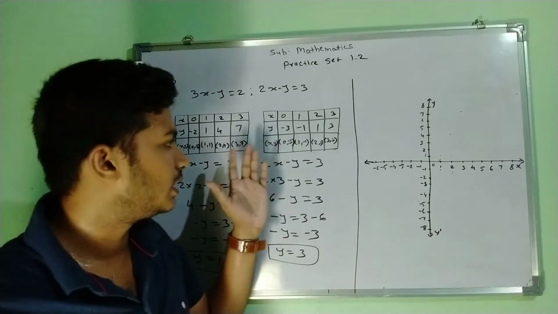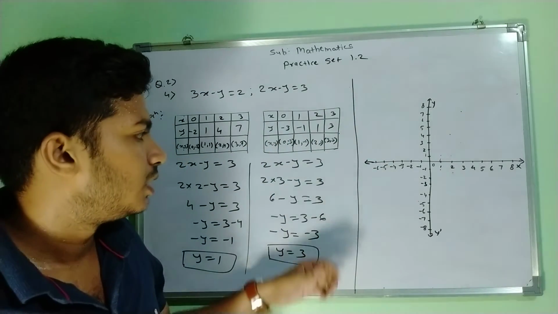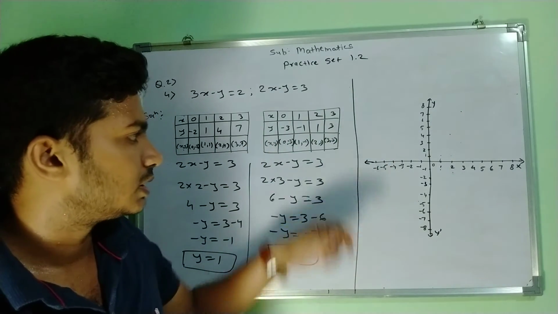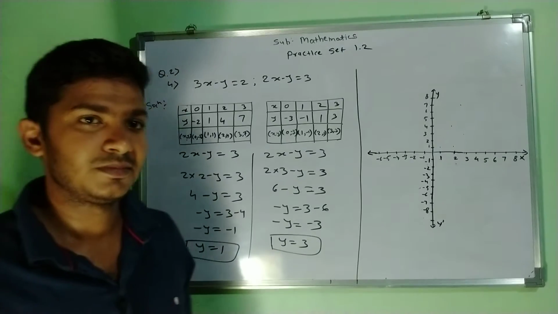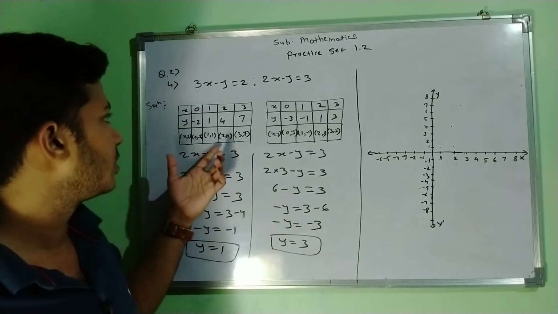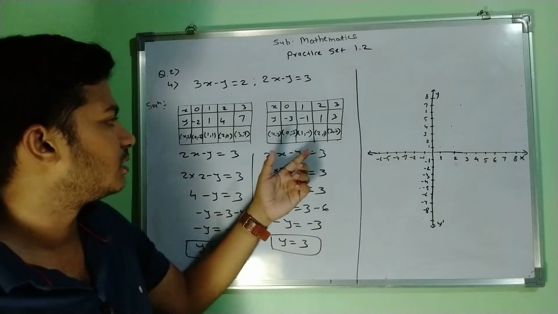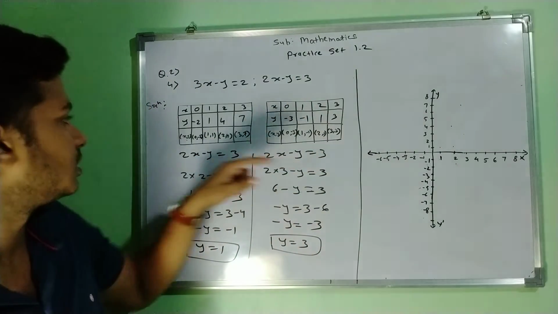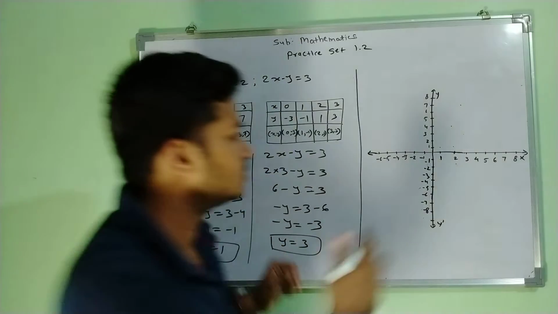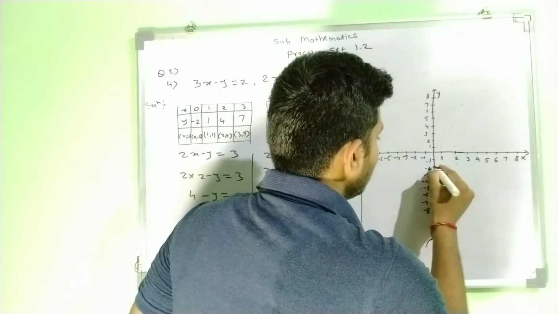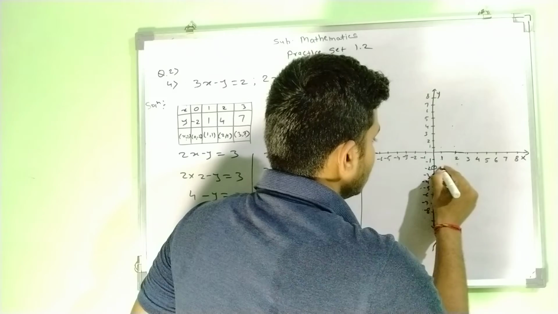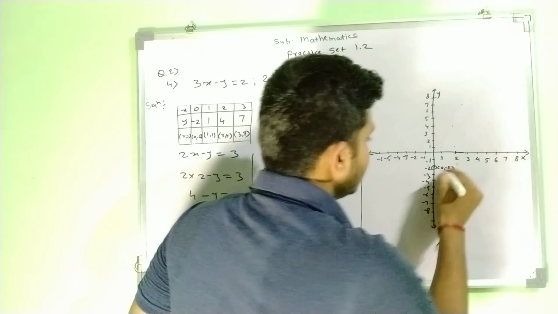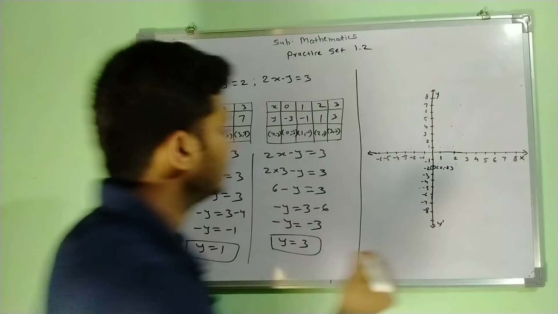Now we will plot those total 8 ordered pairs on the graph, and we will see where the two lines are intersecting. We got total 4 ordered pairs from the first equation and 4 ordered pairs from the second equation. Now we will substitute those 4 ordered pairs over here. So our first point is (0, -2). It will become over here, (0, -2). This is our first point.